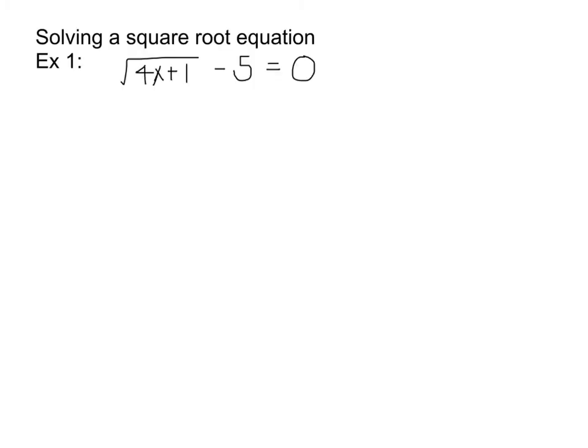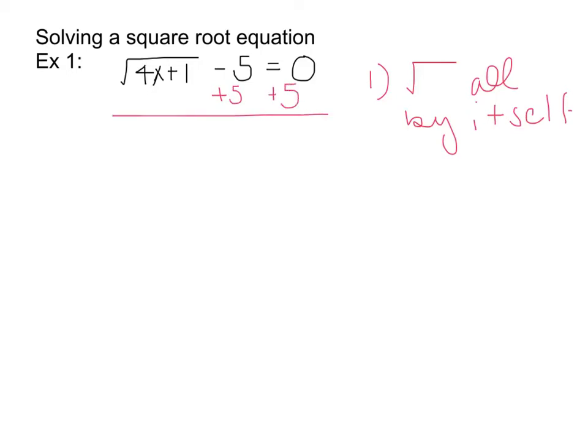It's the square root of 4x plus 1 minus 5 equals 0. In all of these problems, your first step is going to be to get whatever your radical is all by itself. So, I have the minus 5 at the end. How could I get the minus 5 to the other side? The opposite of minus 5 is plus 5. Whatever you do to the left side, you also do to the right side.